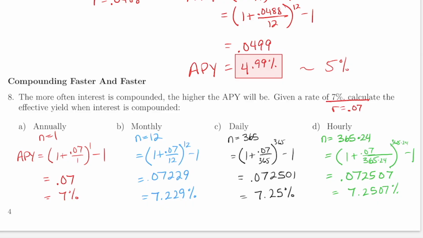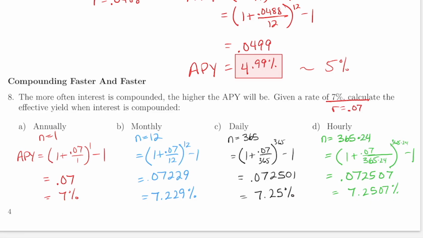So we can see that the more compounding that happens, the higher our interest goes. But it does kind of seem to be a limit, because notice that when we go from annually to monthly, that's a reasonably large jump, like 0.229 of a percent. That's pretty significant. But when we go from monthly to daily, it's only a little bit of a jump. And then when we go from daily to hourly, it's almost no jump at all. It does kind of seem like there's some limit to the amount of compounding that we can do.